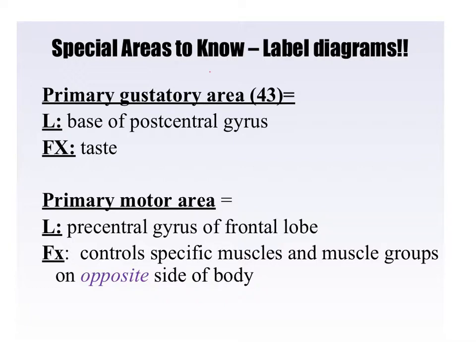The primary gustatory area or primary gustatory cortex is what allows you to taste. That's its function. This one I would highly doubt you'll have to know where it's at, but it's located at the very bottom of the base of the post-central gyrus. So basically it's at the very bottom of the inferior portion of the somatosensory cortex.